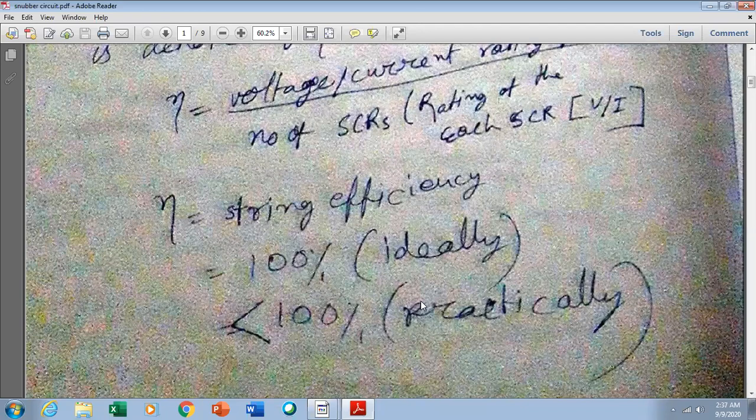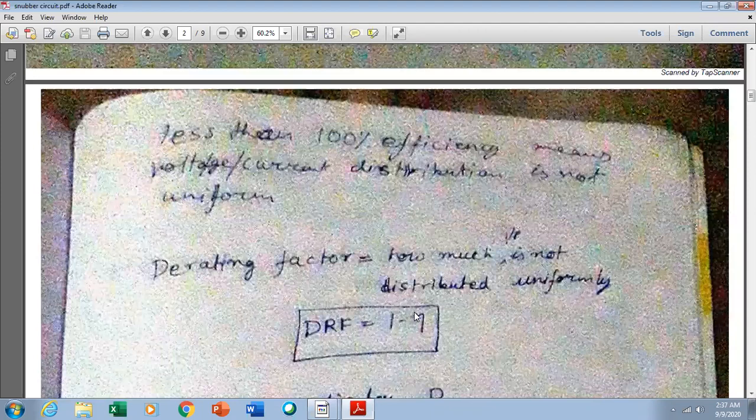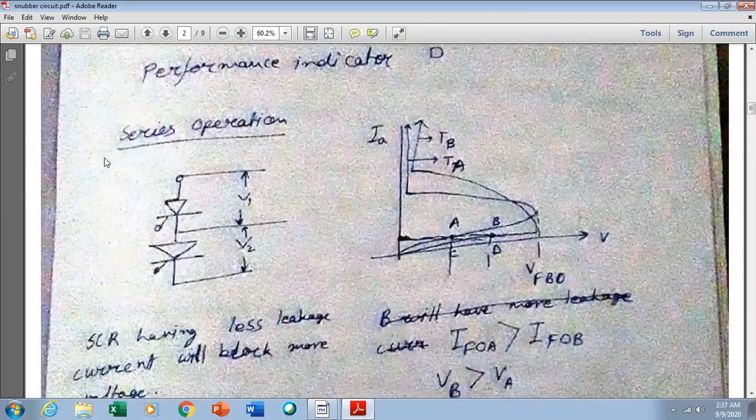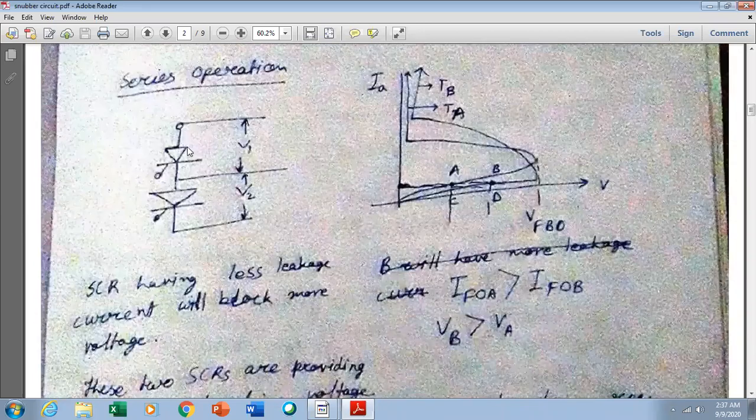Now another term we should also know, and that is the derating factor. Derating factor is 1 minus eta, that is, how much input is not distributed uniformly. That is the indication of DRF, or derating factor. Now, how will the performance indicator be shown? Suppose a series combination is given here.